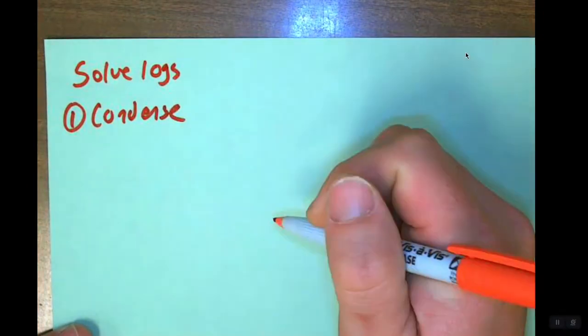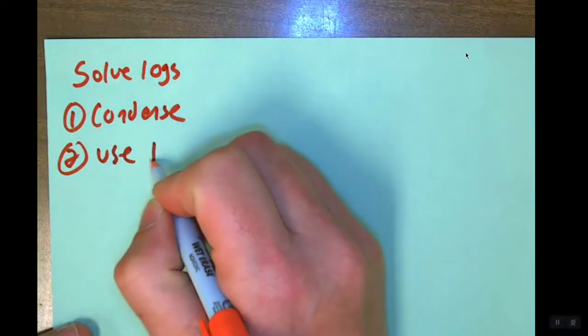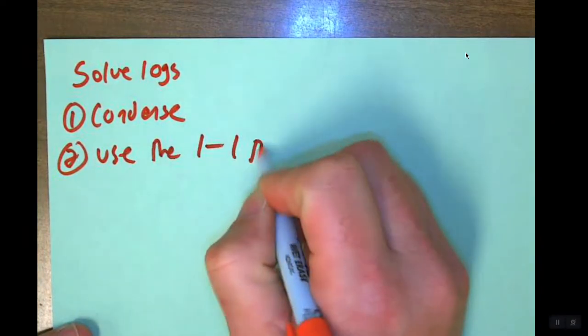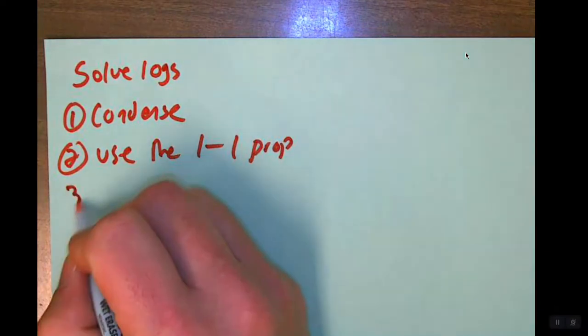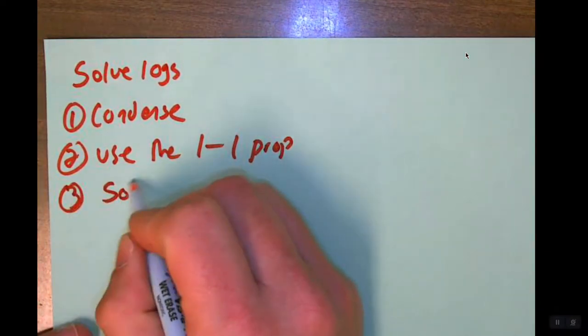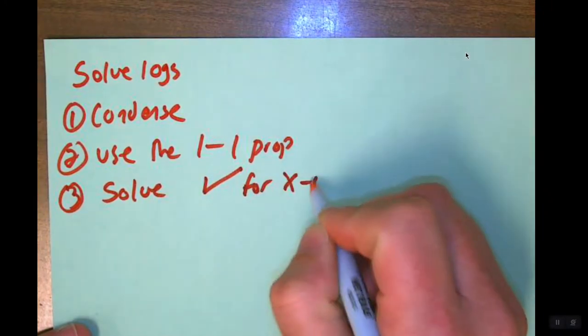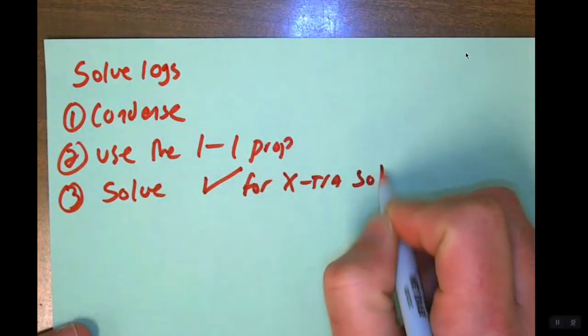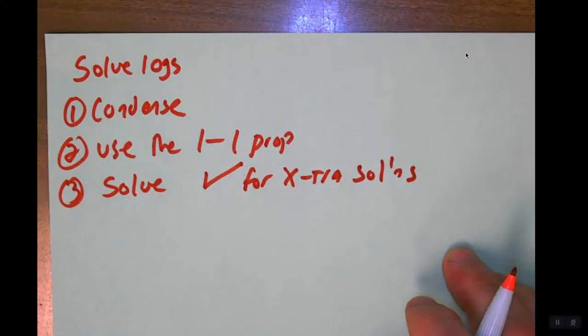So make it smaller. Use the one-to-one property, just like the other one. Then you solve, but this one you need to check for extraneous solutions. All right, that's how you do it. That's exactly how you do it.